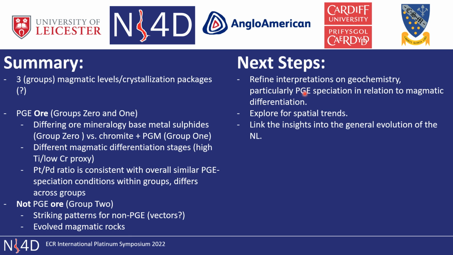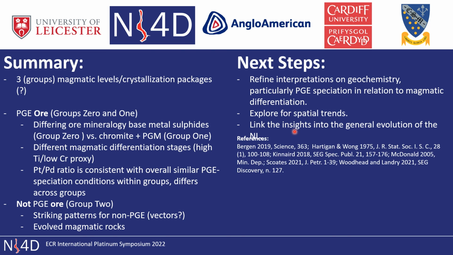So the next steps are to refine interpretation on geochemistry, particularly the PGE speciation, to explore these results in space to try to find patterns, and link the insights into the general evolution of the northern limb. Some references, and thank you very much for taking the time to look into this talk.